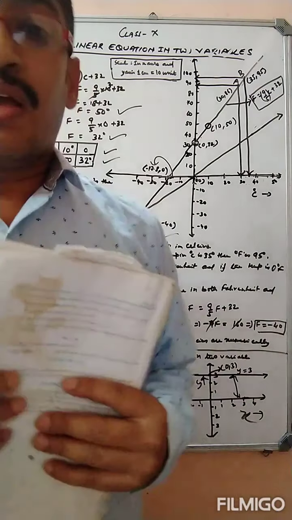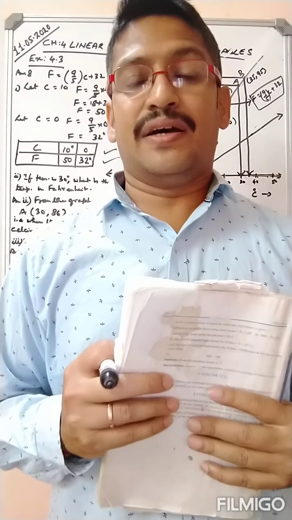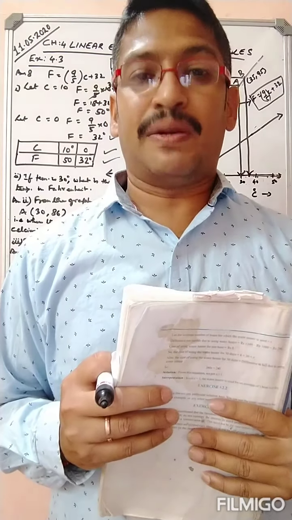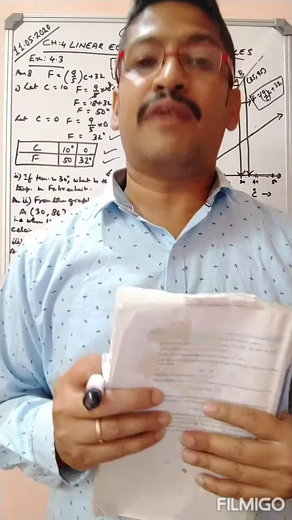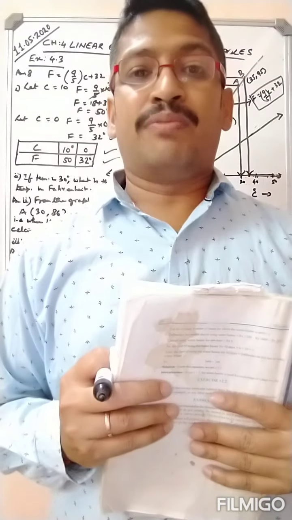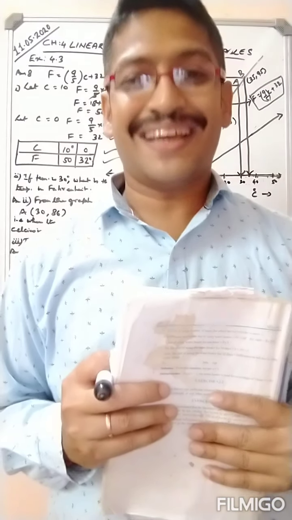So here we have completed chapter number 4, and as per the e-learning syllabus we have completed 4 chapters, that is 1 chapter extra. It was 3 chapters to complete, but we have completed 4 chapters. And from the next class onward there will be a revision of all the chapters. Okay, thank you.